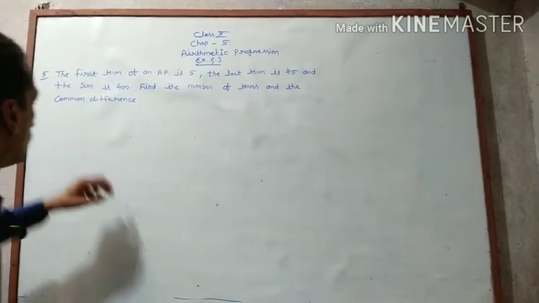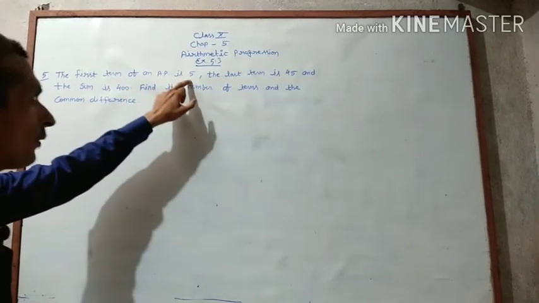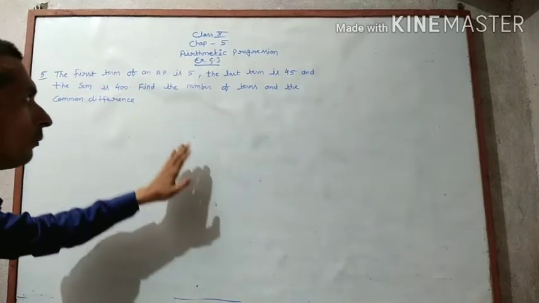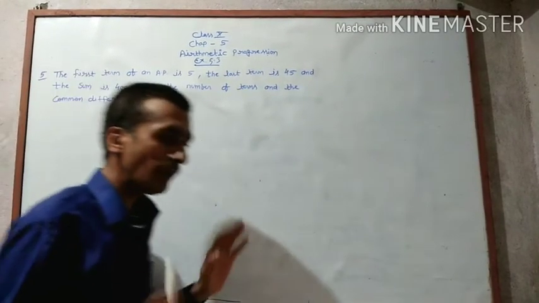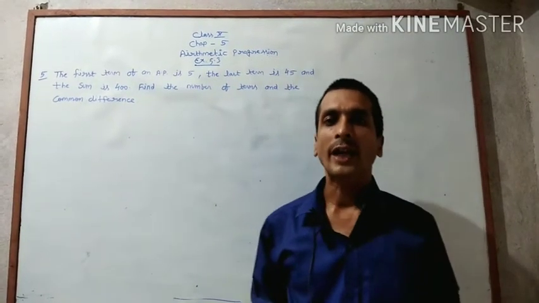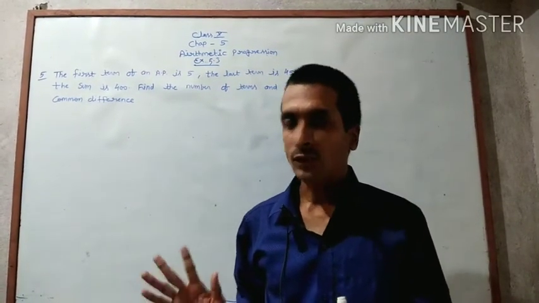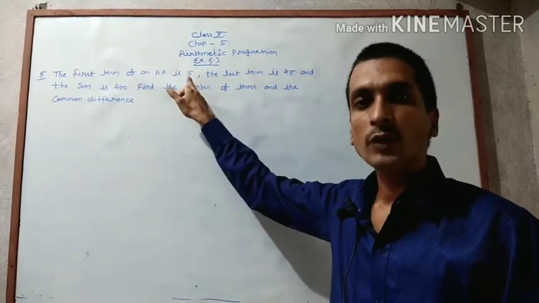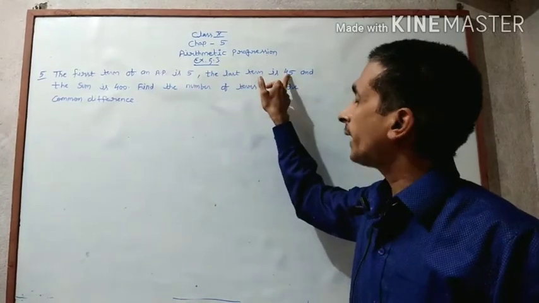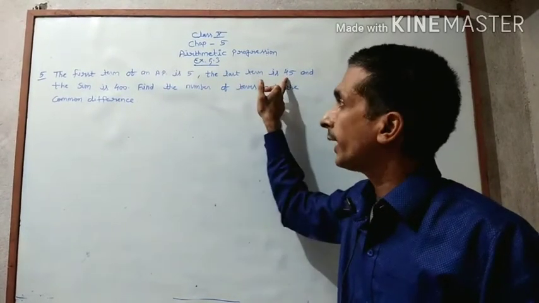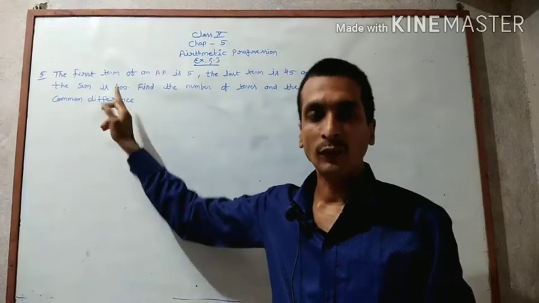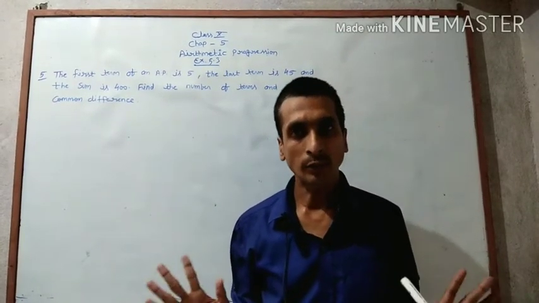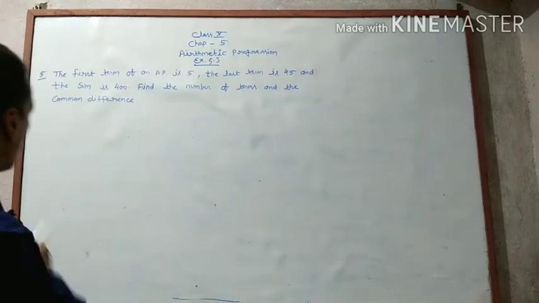Number 5, look at this one. The first term of an AP is 5, the last term is 45, and the sum is 400. Find the number of terms and the common difference. We have to find the number of terms and common difference. Okay, what is given in this one? The first term means A value is 5 and the last term is 45, means L equal to 45, and sum is 400. So definitely we will apply the second formula, Sn equal to n upon 2 into a plus L. Okay, so how to solve? Look at this one. Solution is here.